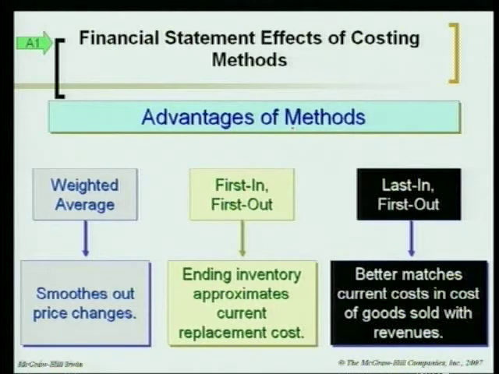Okay? What about LIFO? An advantage of LIFO is it better matches current costs in cost of goods sold with revenues. Okay? Well, last in, first out. Last in, the most recent costs are first out the door through the cost of goods sold, correct? So that's what this is talking about, the advantages of the methods, okay?